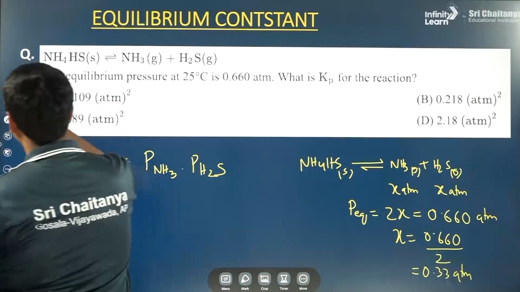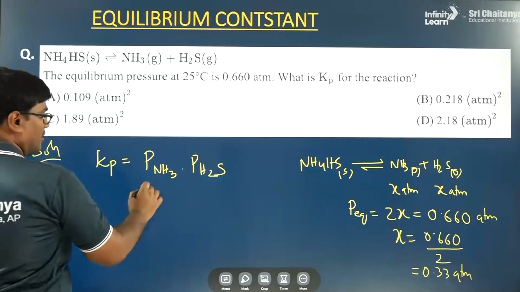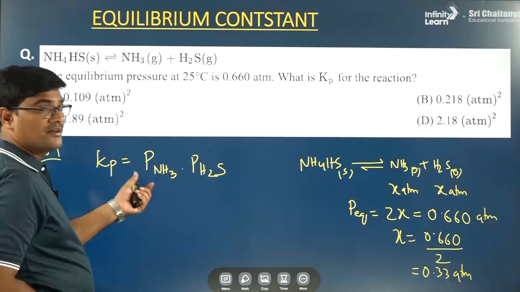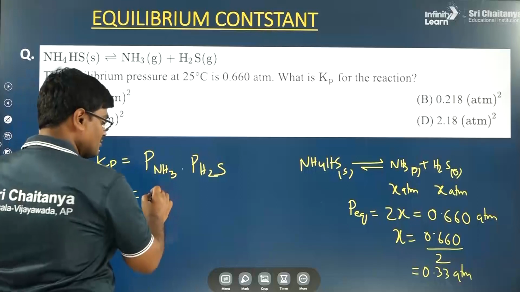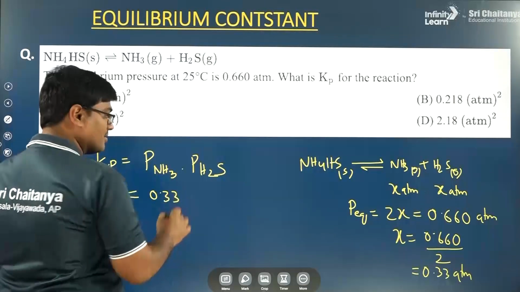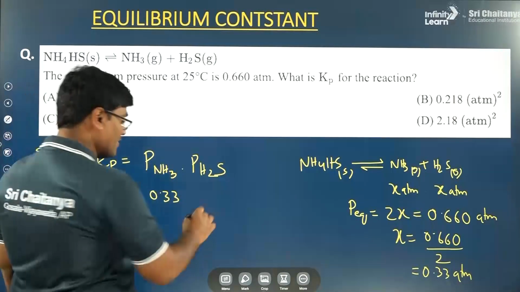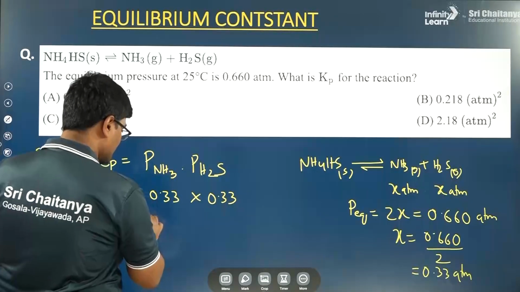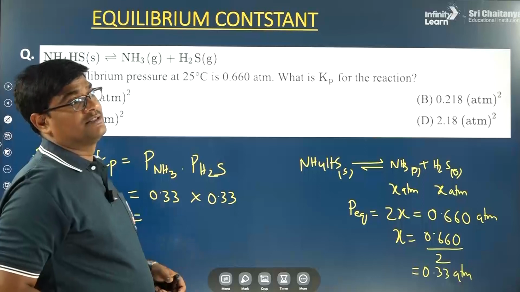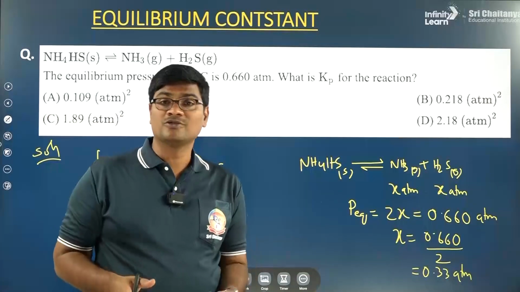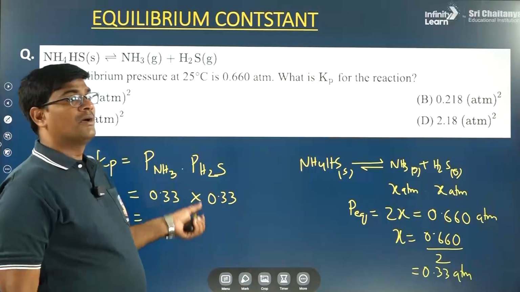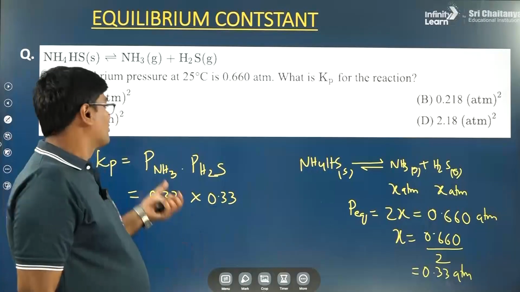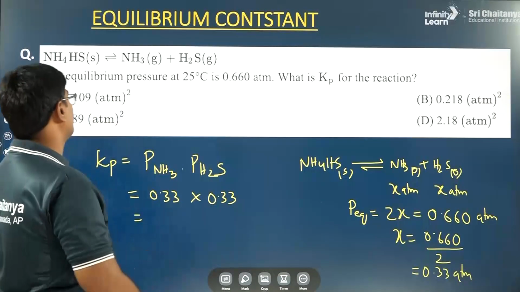Therefore, if you take the equilibrium expression and substitute, what is the pressure of ammonia? x. What is the value? 0.33. What is the pressure of H2S? x. What is its value? 0.33. Now, what is 0.33 into 0.33? That is close to, say, 1 by 3. 1 by 3 into 1 by 3 is 1 by 9, which is approximately 0.109.